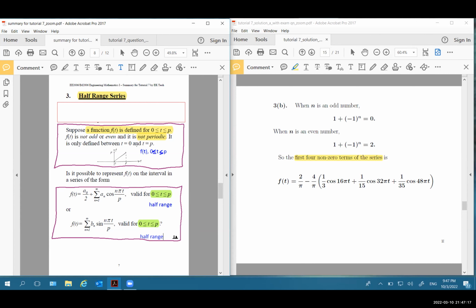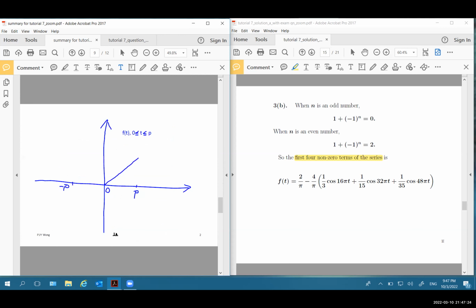So how come this non-periodic function you can write like this, right? Let me explain to you. The reason is like this. We have our function here, f(t), t from 0 to p. Suppose this line is our f(t). So it's defined from 0 to p. Now, how to make it a Fourier series? So what I do is this.